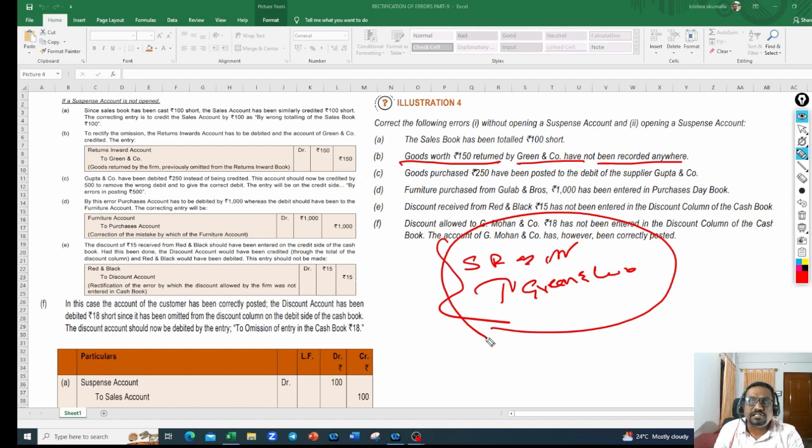There is no impact on suspense account because there is no difference in trial balance. When will the difference come in trial balance? If the impact has happened on one side, then only you will get the difference in trial balance. If the impact is on one account or one side, what will happen? It will go to suspense account. From suspense account, you need to prepare a complete entry.